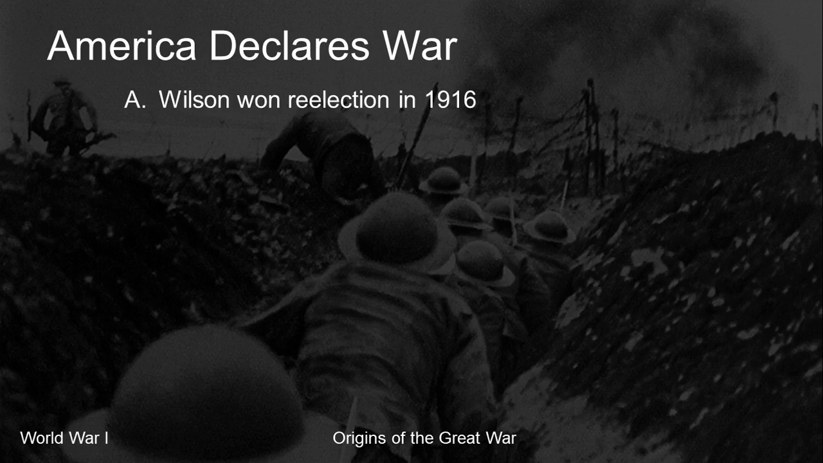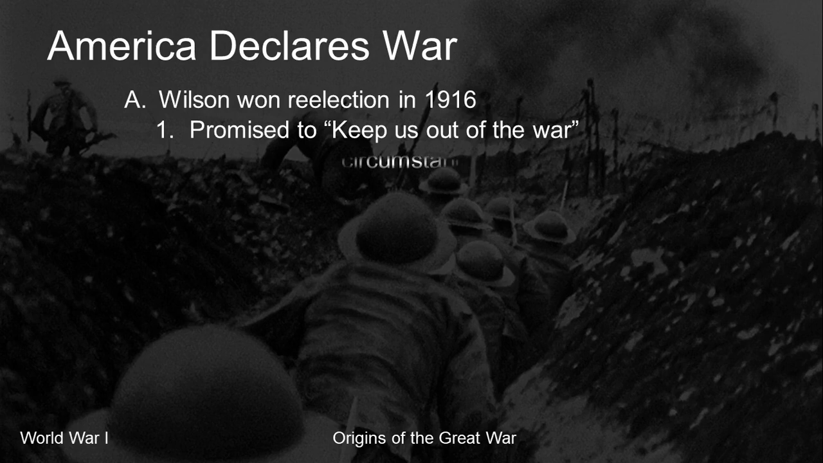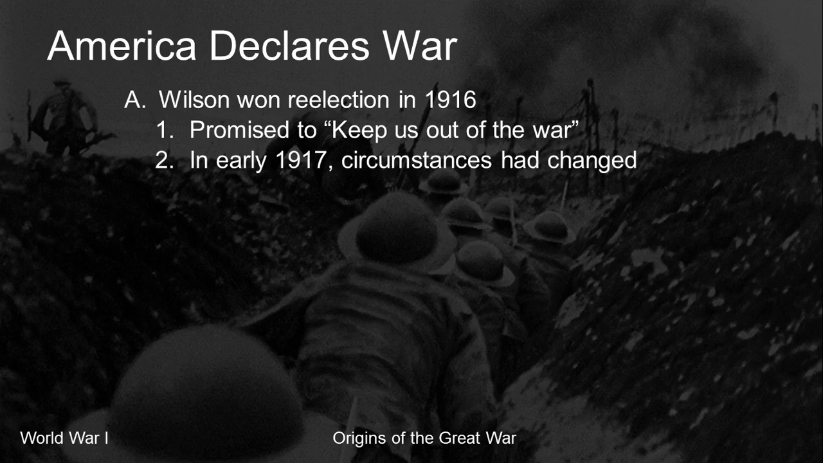Now, in November of 1916, Wilson had won re-election. His campaign slogan in 1916 was, vote for Wilson, he kept us out of the war. So in November of 1916, the American public is still opposed to war. But by 1917, by the end of January, things have changed. You have the unrestricted submarine warfare, you have the Zimmermann telegram, and public opinion now supports war. A majority of the public supports the war.